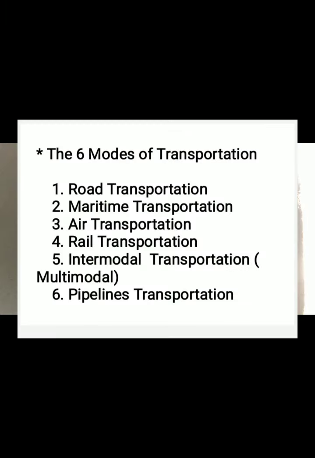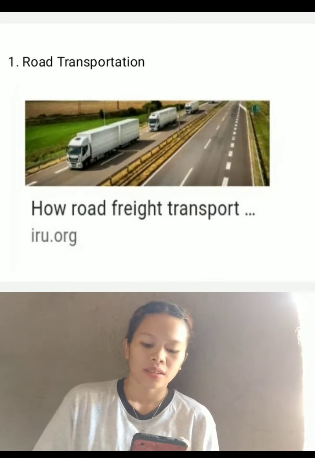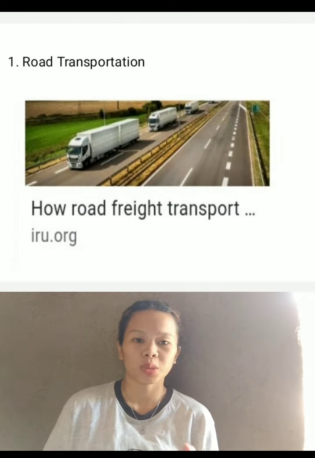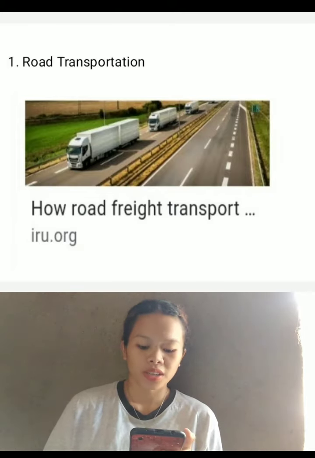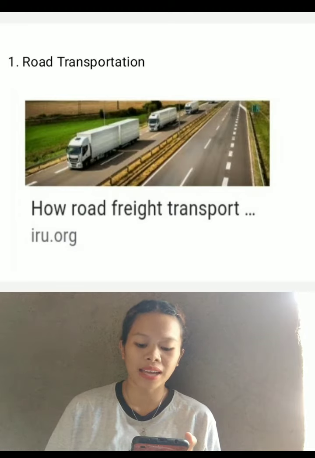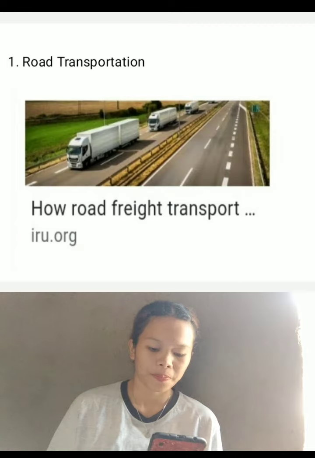And now let's proceed to the 6 modes of transportation. The first one is road transportation. It is the common mode of transportation in logistics. From walking to horses, to wagons, to bikes, to cars, to trucks, road transportation has been around longer than any other mode, and it is utilized the most of any mode of logistics.